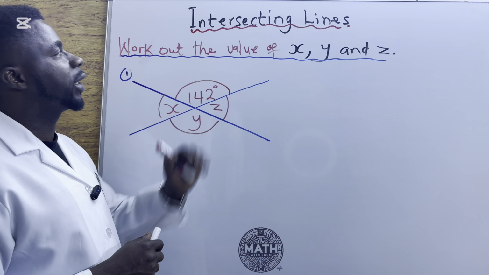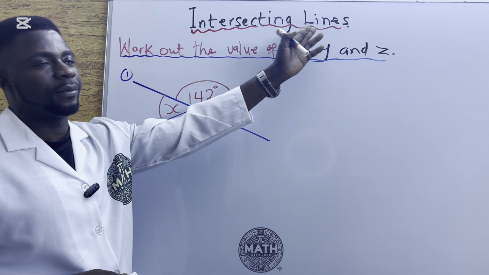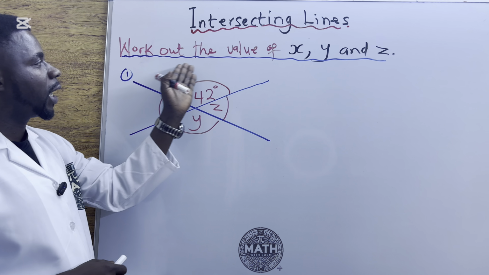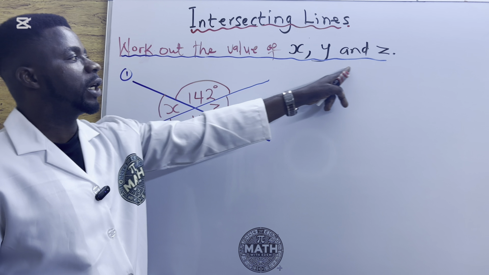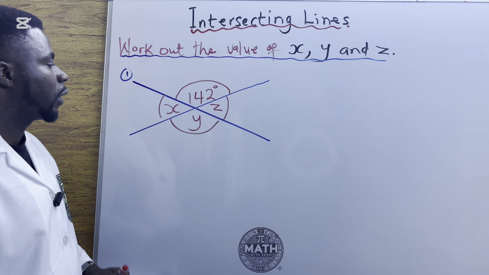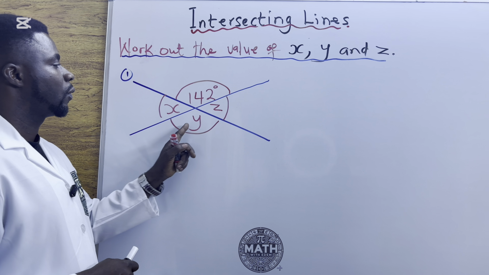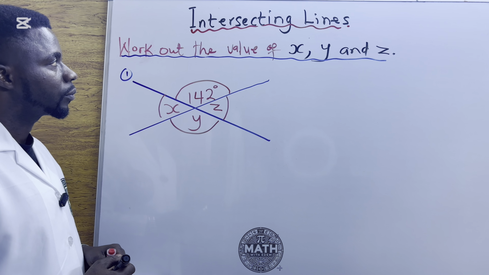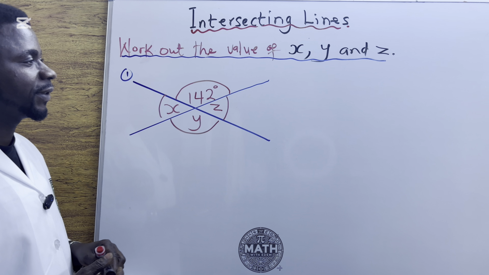Today we are going to be looking at intersecting lines. Now the question says work out the value of x, y, and z. Okay, so we are going to work out the value of x, y, and z. Now before we do this, let's look at intersecting lines.